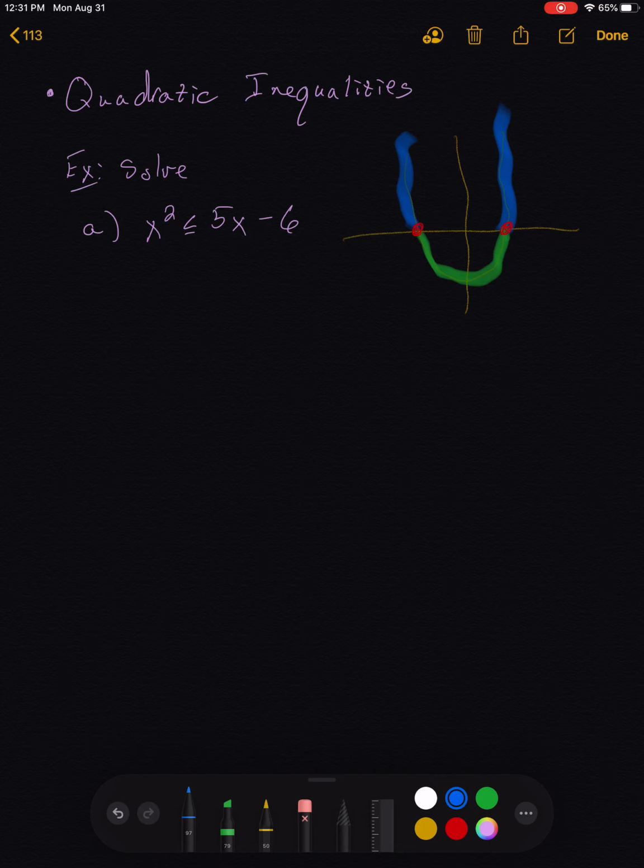The first step is going to be to move every term to the same side of the inequality. So what I'm going to do is subtract the 5x over to the left and add the 6 over to the left, and write this inequality as x squared minus 5x plus 6 is less than or equal to 0. Now what I'm going to do is factor that left-hand side, and this can fortunately be factored pretty easily as x minus 3 times x minus 2, right? Since negative 3 times negative 2 is positive 6, and negative 3 plus negative 2 is negative 5. And so that means that the x-intercepts for that expression on the left-hand side are positive 2 and positive 3.